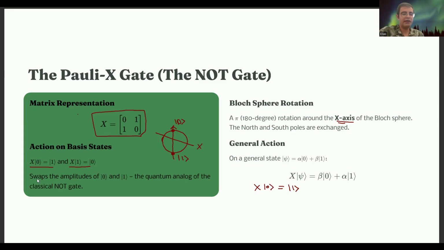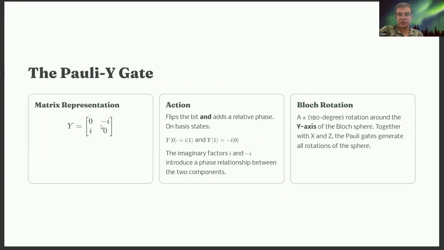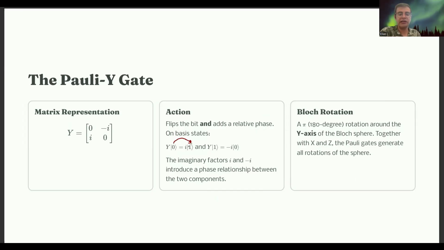Now we have Pauli Y also. The matrix representation is like that, and it's a rotation of 180 degrees around the y-axis this time. So if you apply the Y gate over state 0, you're going to get i times 1, and Y over 1 is going to give you minus i times 0. So you're basically doing both flipping, because you see here the state 0 is flipped to 1, and also the phase changes. The phase changes from 1 to i. You see, we got a phase here. It didn't have a phase originally. Or here, the phase also changed to minus i.